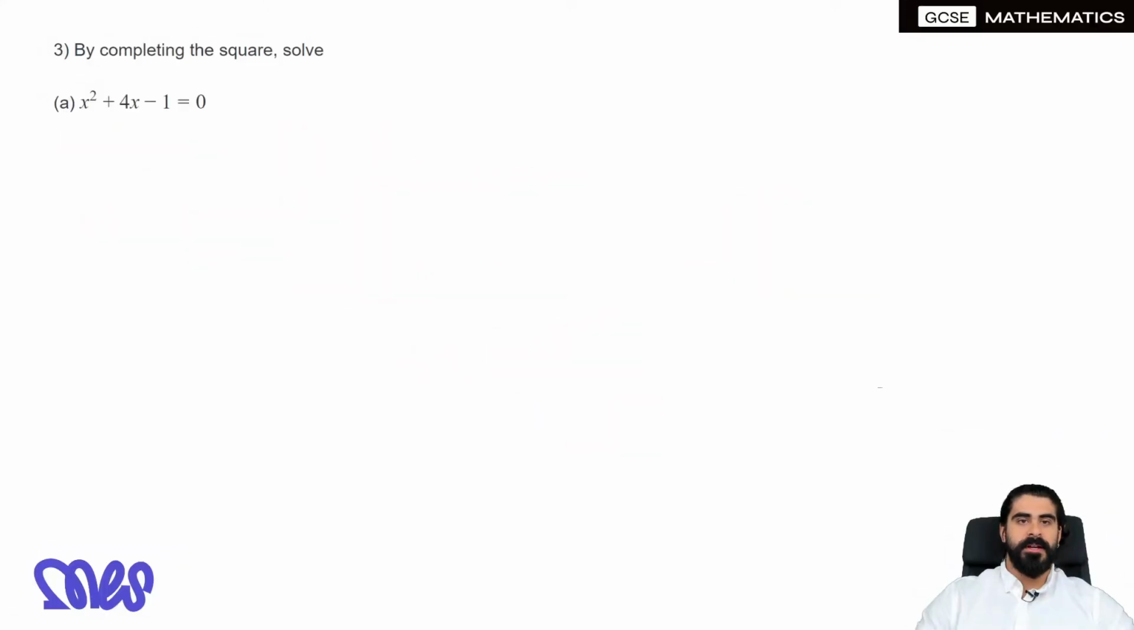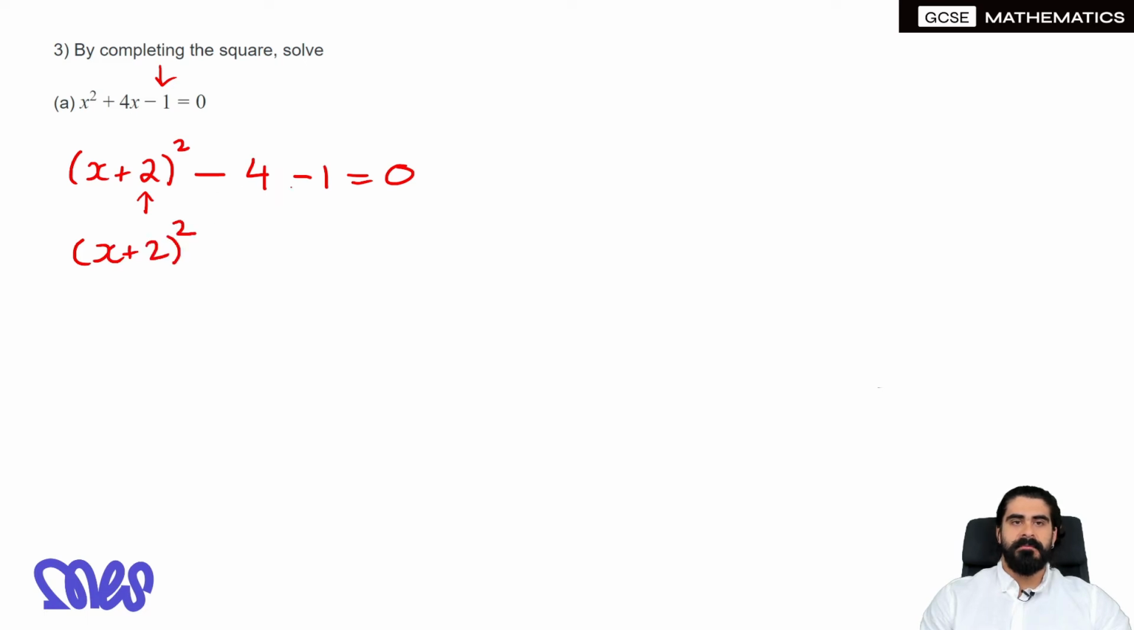By completing the square, solve. So in this case, we half the middle term. So we have x plus half the middle number, 2, squared. Then we always subtract this number squared. 2 squared is 4. And then the c term just comes down. So minus 1 equals 0.